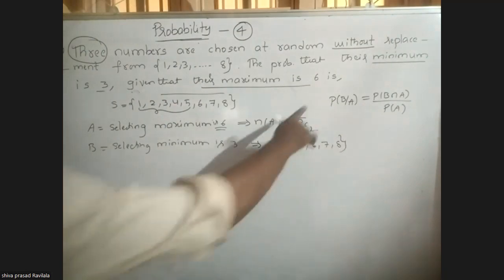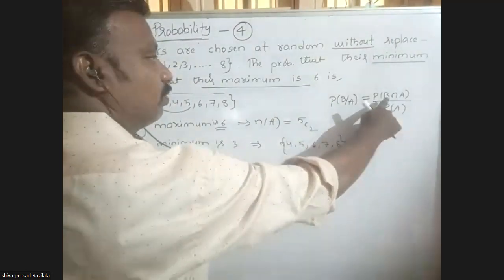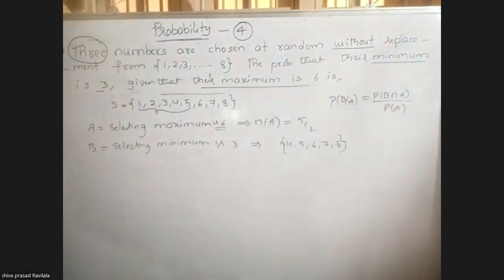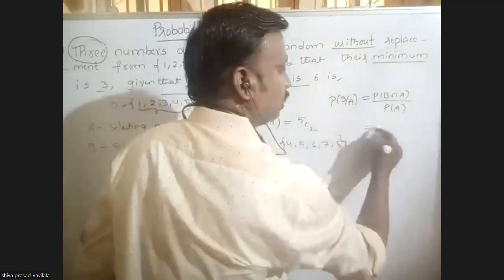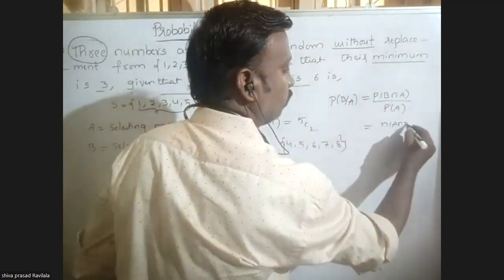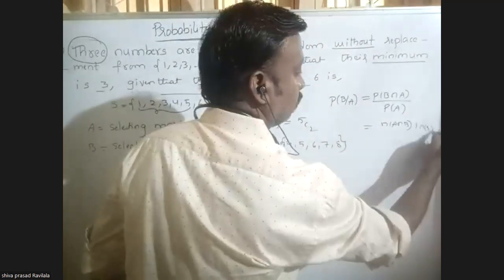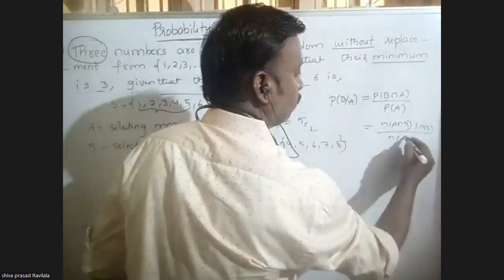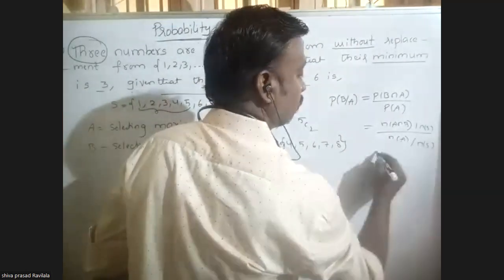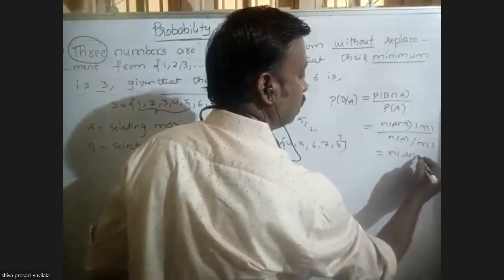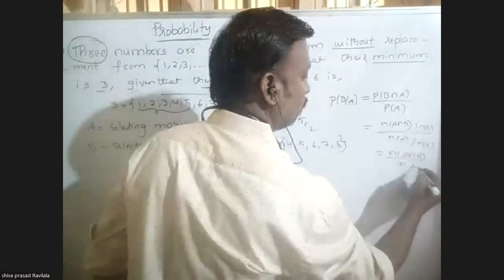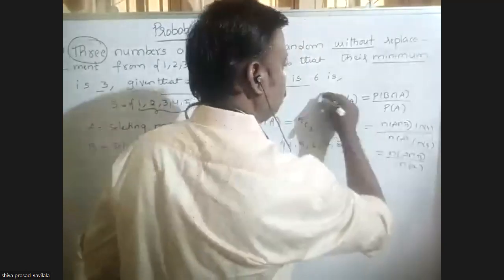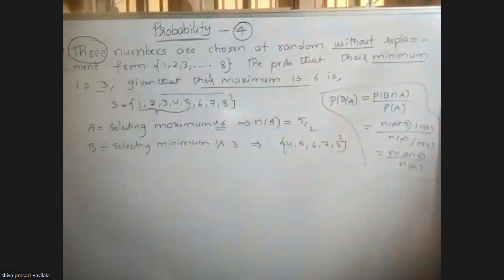But probability of B intersection A, what is our formula? Probability of B intersection A by probability of A. Probability of B intersection A means n of A intersection B by n of S, and in the denominator n of A by n of S. The n of S cancels, as I already explained. In the multiplication theorem and conditional probability, there is no need of n of S because it cancels. You directly write n of A intersection B.